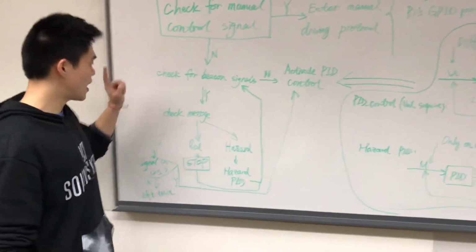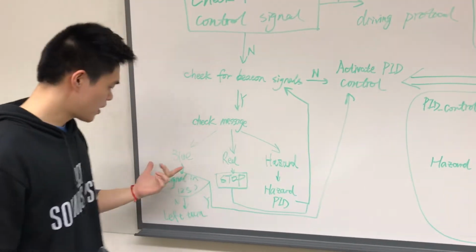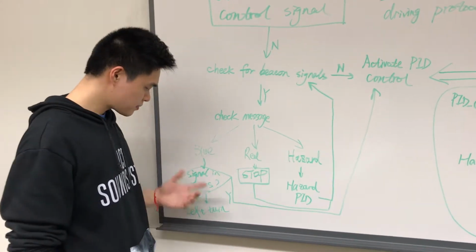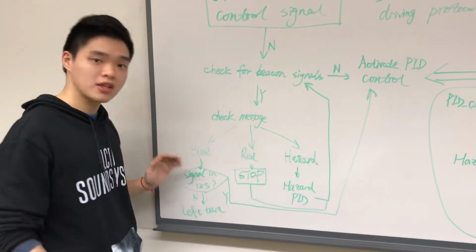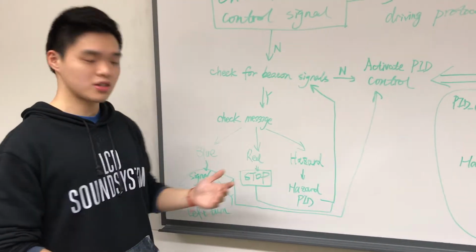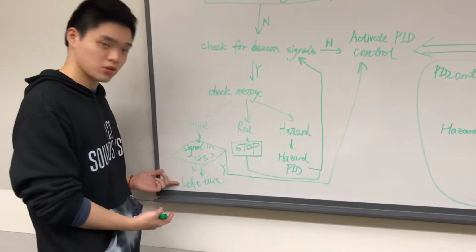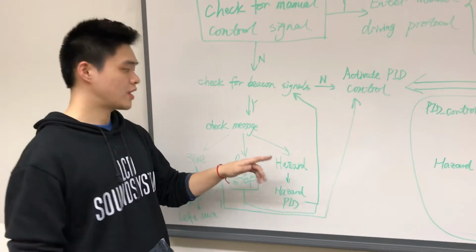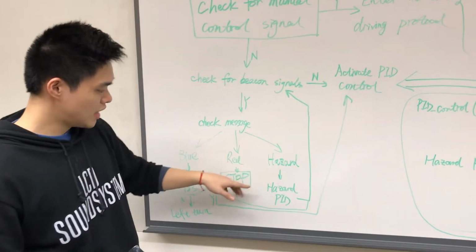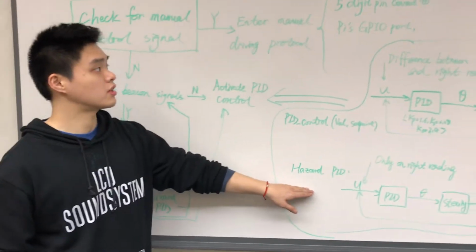If there are any beacon signals, there are three different kinds. If we read a blue signal, and this signal is not within 12 seconds of the previous one, then it means that we're at the next turning point, and it will execute a left turn. If we read a red signal, then it'll stop. And if we read the hazard signal, it will activate the hazard PID control, which I explained earlier.